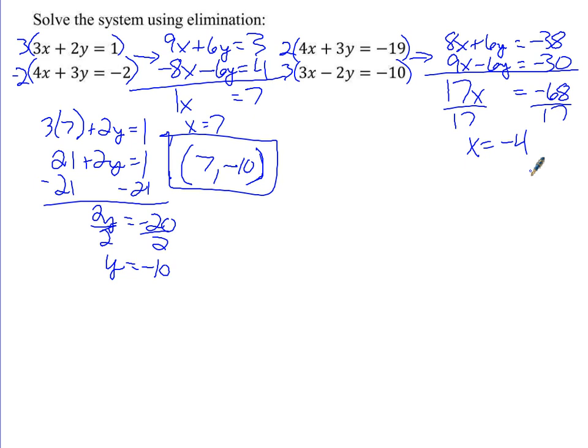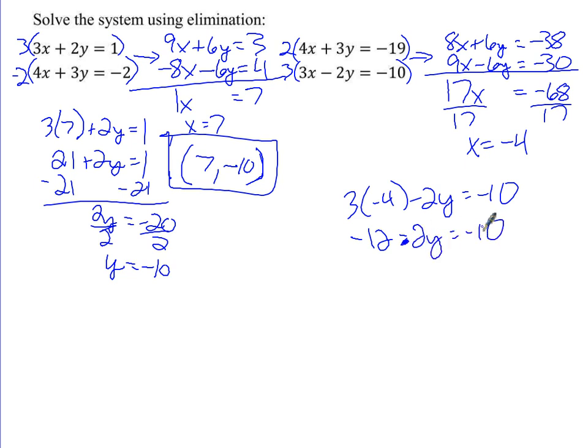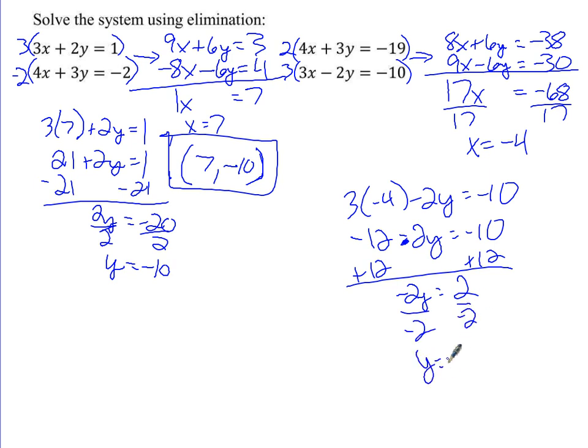Bottom? All right, so I write 3 times negative 4 minus 2y equals negative 10 using the bottom equation. Minus 2y equals negative 10, so then we add 12. What do I get? Negative 2y equals 2. Y equals negative 1.